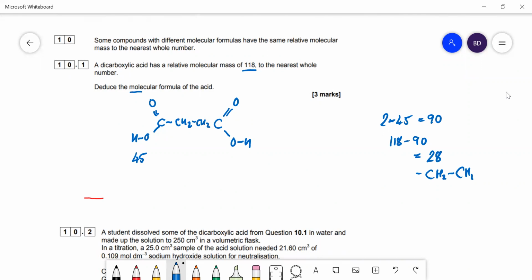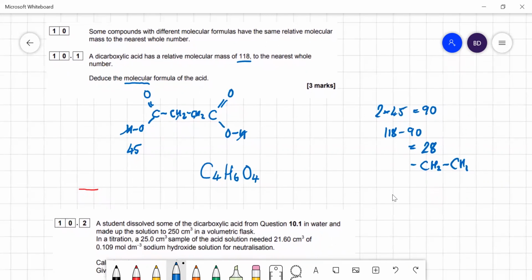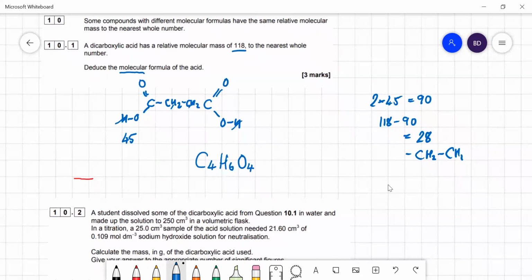Now, as for the molecular formula, I haven't drawn that, that's the structural formula. For the molecular formula, we need to write down how many carbons. There are 4. How many hydrogens? We've got 1, 2, 4, 6. How many oxygens? We have got 4 oxygens. So that's the molecular formula, C4H6O4.